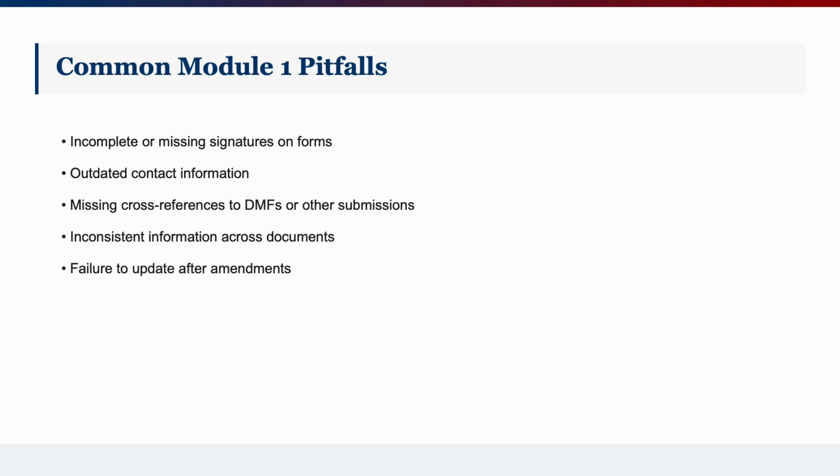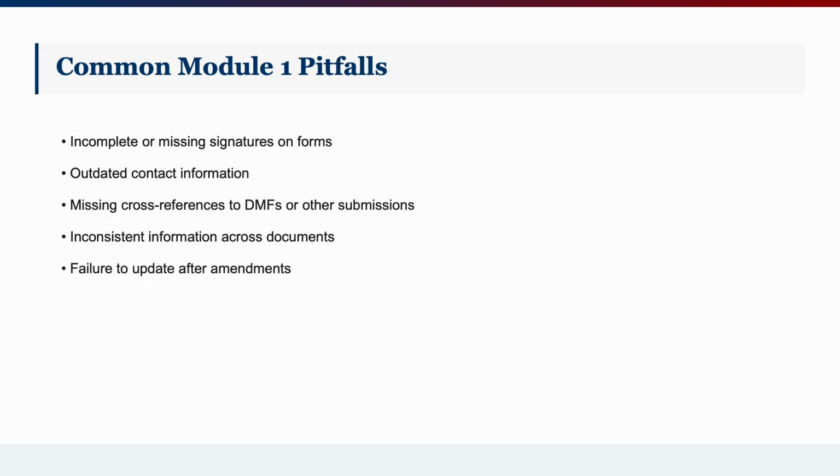Outdated contact information creates problems when the FDA needs to reach you. People change positions. Companies move offices. Phone numbers change. If the FDA can't reach you, it creates delays. Keep this information current. Missing cross-references can cause problems when the FDA can't find information you're relying on. If you reference a DMF but don't include the letter of authorization, the FDA can't review it. If you reference a previous submission but don't provide the submission number, they can't locate it. Be thorough with your cross-references.